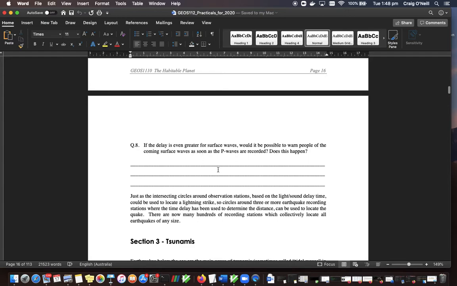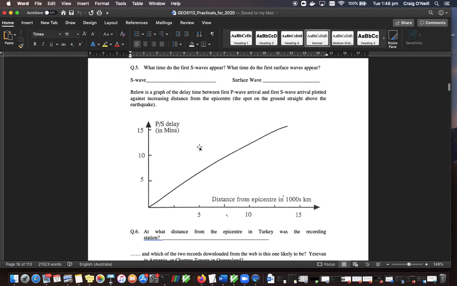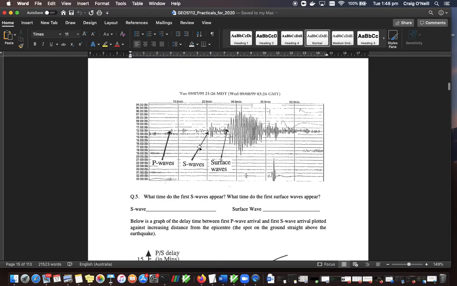And the last section of the earthquake section here is asking, well, if we had an even greater delay for surface waves, would it be possible to warn people of the surface waves as soon as the P waves are recorded? Does this happen? One thing to think about here is, if we go back to our seismic trace, the surface waves here occur at 12:27, about 20 minutes after the P waves first arrive at 12:07. So we've got about 20 minutes warning, which seems reasonable.